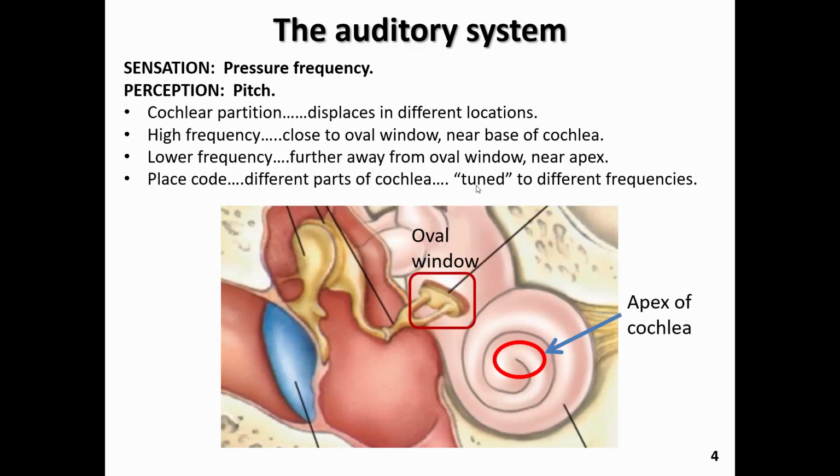So that ends our first video of part 2, and in the subsequent video, we're going to get into a little bit more detail on how the different parts of the cochlea transmit those different frequency waves.